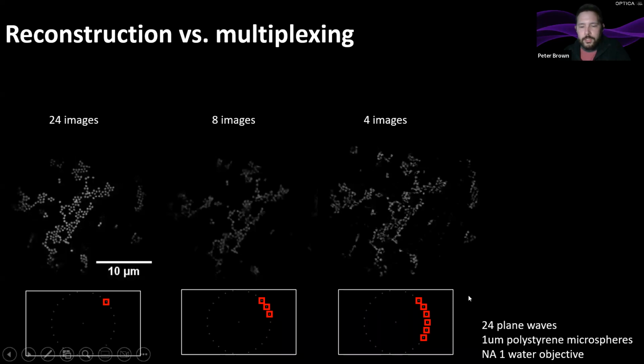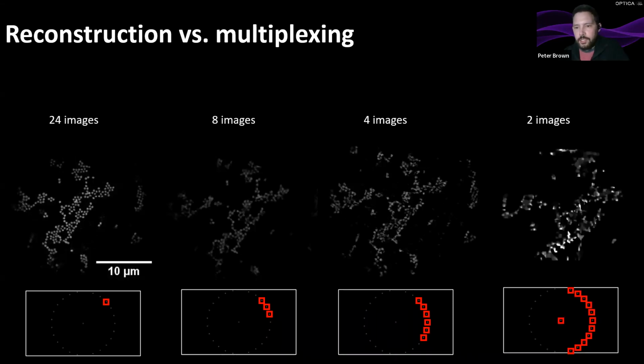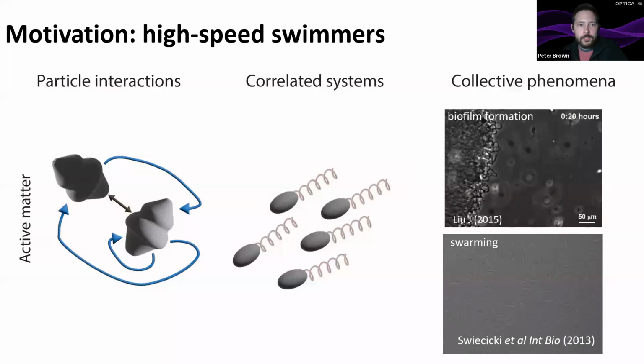For higher degrees of multiplexing, we start to lose some resolution until we multiplex 12 plane waves each image and take 2 images, and we see a more significant degradation in the reconstruction quality. However, this isn't a fundamental feature of this multiplexing approach. It's a limitation in the iterative reconstruction strategy, and in particular in our choice for the initial refractive index guess. And so we're working on more sophisticated ways to initialize this approach, as well as considering some deep learning strategies which might be very effective for these highly multiplexed patterns.